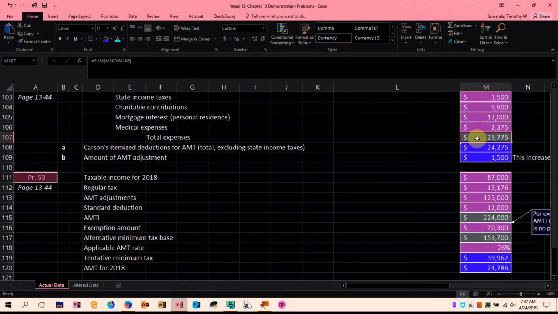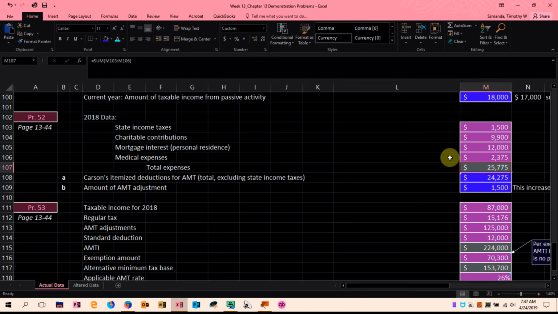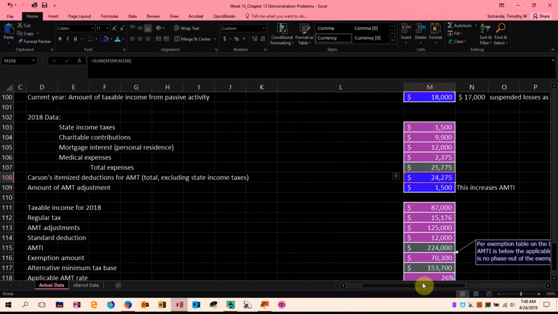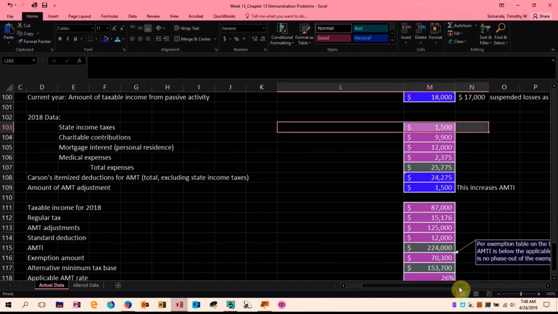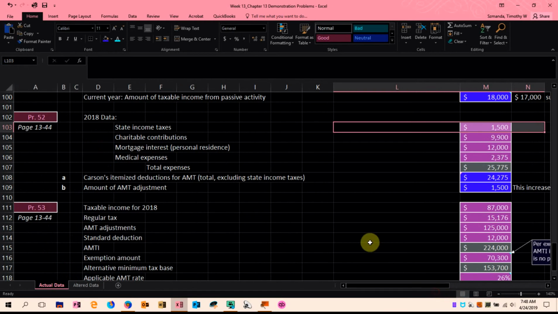So I just added the total expenses together. And then the question is A, Carson's itemized deductions for AMT, they're all of these except take out the $1,500, because they do not qualify for AMT purposes. So that's the answer to part A, the AMT itemized deductions, all of them except the taxes. And then the amount of AMT adjustment would be the $1,500 that we're excluding for AMT purposes of itemized deductions. So that's all that was to problem 52.